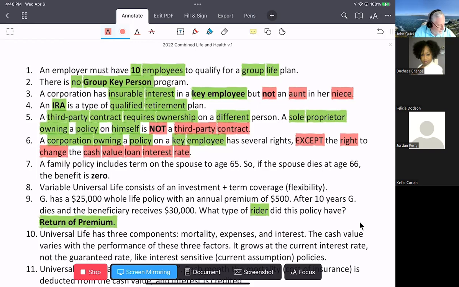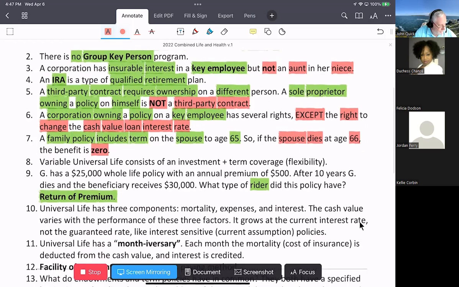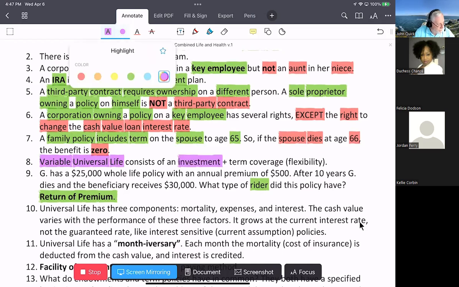Now, family policy includes term insurance on the spouse to age 65. So if the spouse dies at 66, the benefit is 0. Many people see this on their test. Now, variable universal life consists of what? An investment plus term coverage.